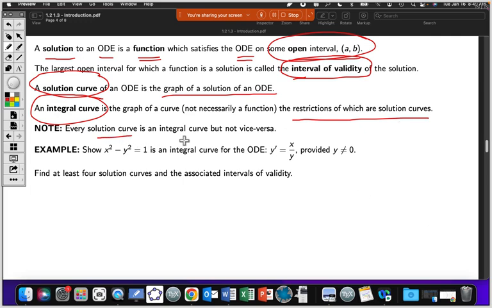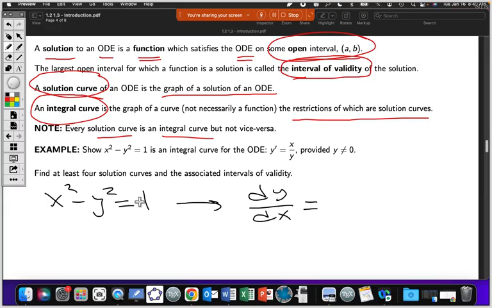So every solution curve is an integral curve, but an integral curve may not be a solution curve. As an example, x squared minus y squared equals 1. This is one of the examples we did, or I mentioned earlier. You can check with implicit differentiation that dy/dx is x over y.